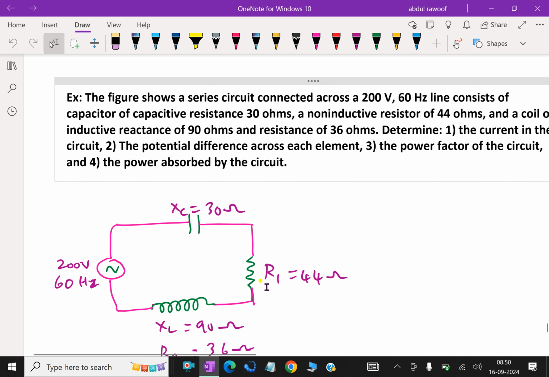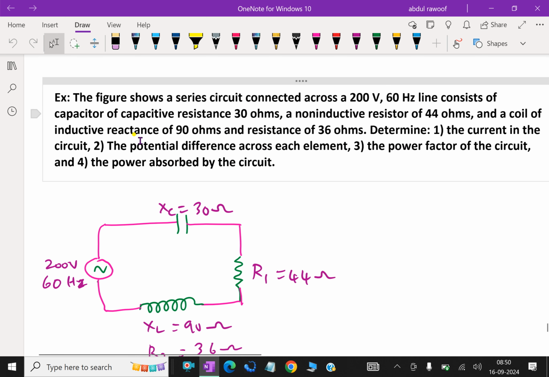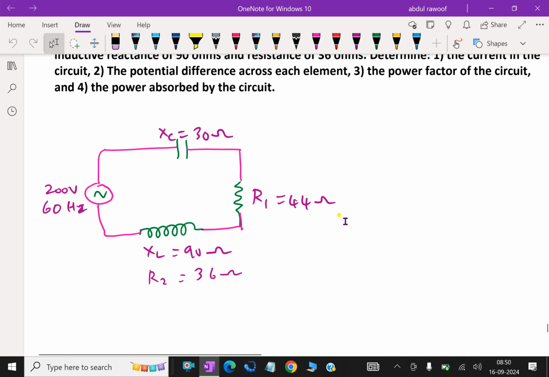Look at this figure. It shows a series circuit connected across a 200 volt, 60 Hz line. It consists of a capacitor of capacitive resistance 30 ohms, a non-inductive resistance of 44 ohms, and a coil of inductive resistance 90 ohms and resistance 36 ohms. Determine the current in the circuit, the potential difference across each element, the power factor of the circuit, and the power absorbed by the circuit. Here in the figure, those things are given.